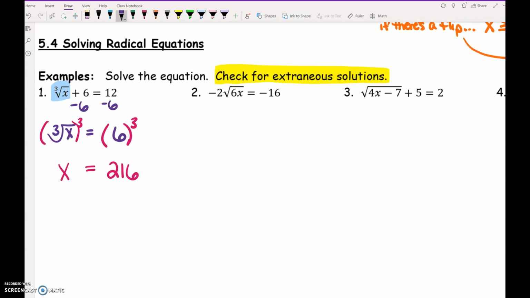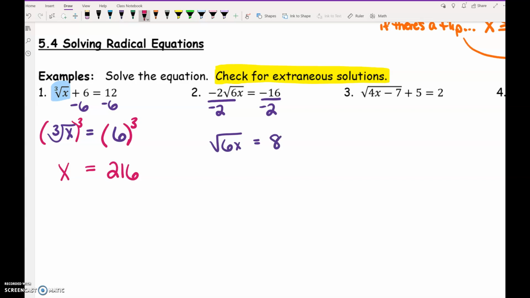What do we need to do first? We need to divide by -2. The most common mistake I see here is people try to add 2 to both sides. That is not a -2. That is -2 times the square root of 6x. So we need to divide to get rid of it. So we have the square root of 6x equals 8.